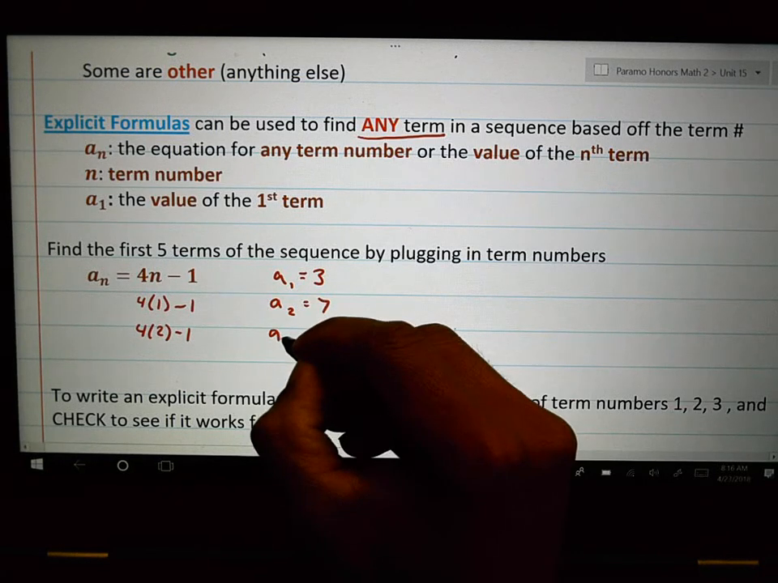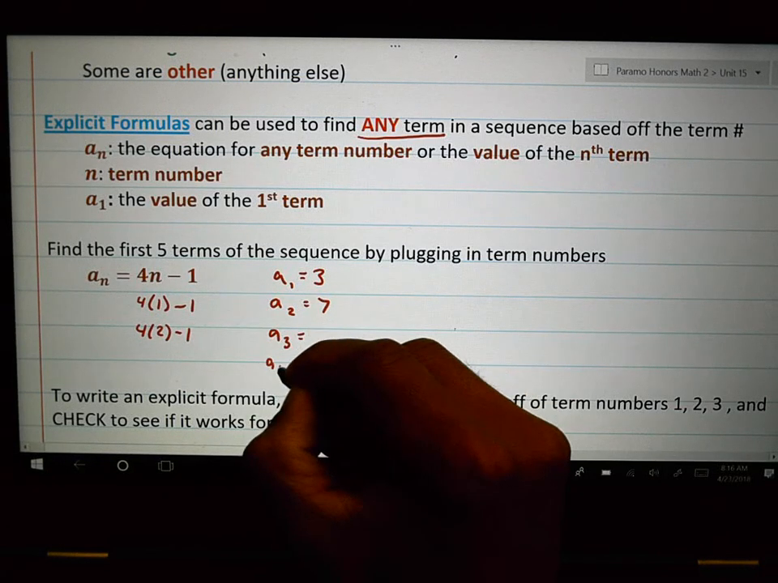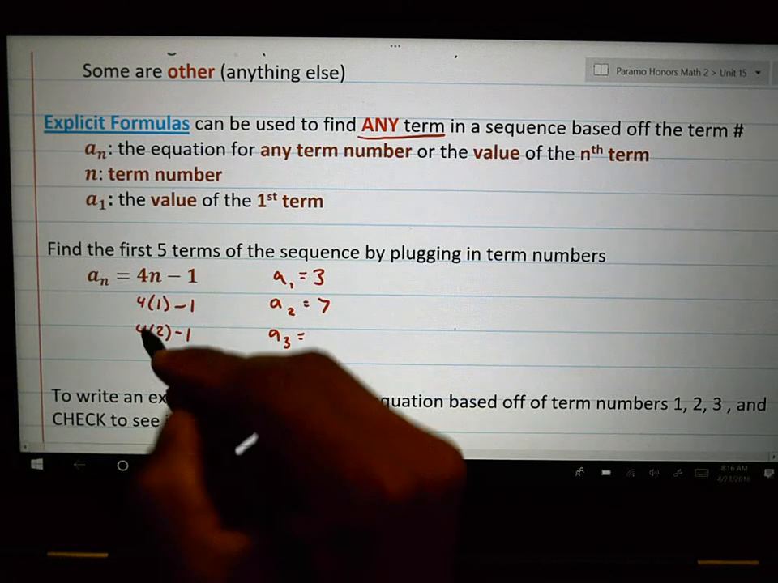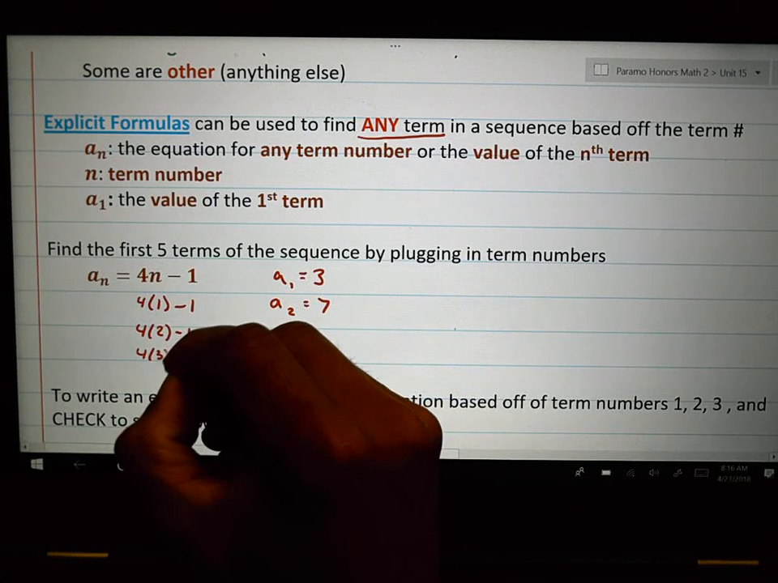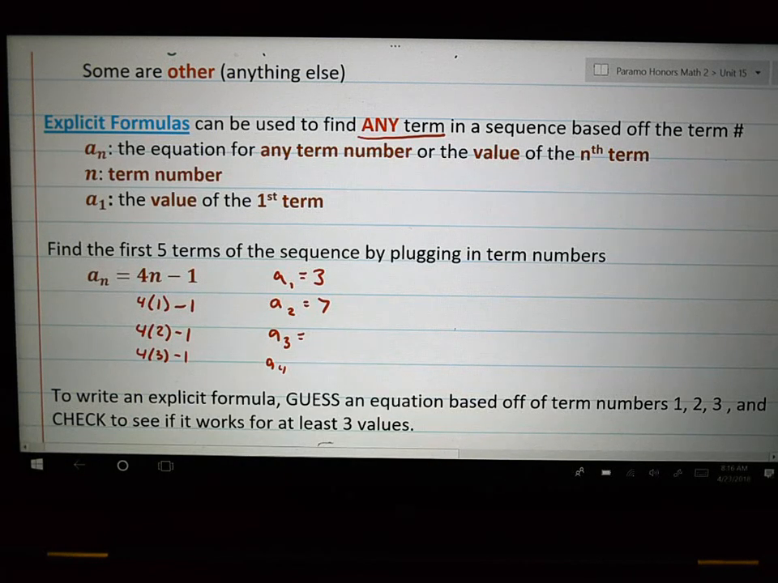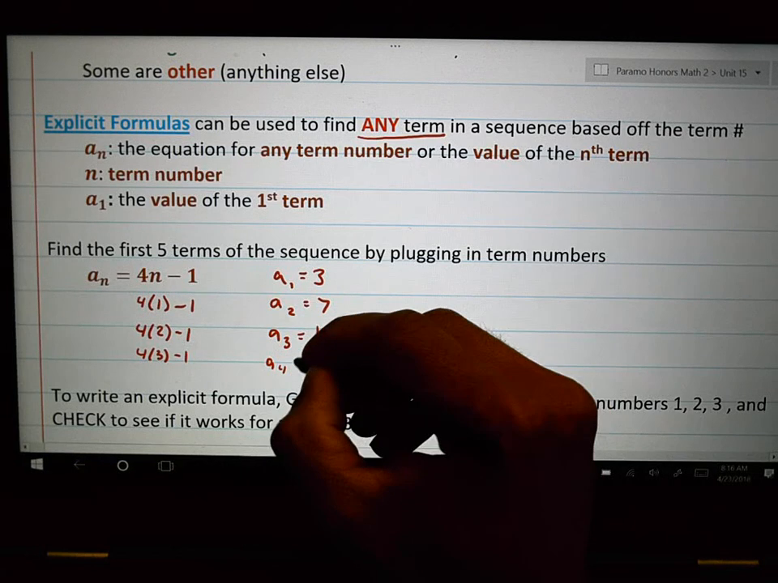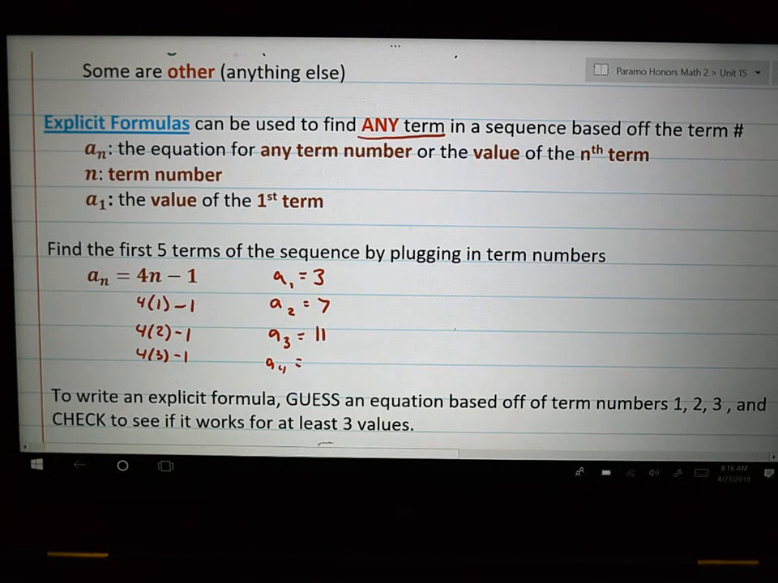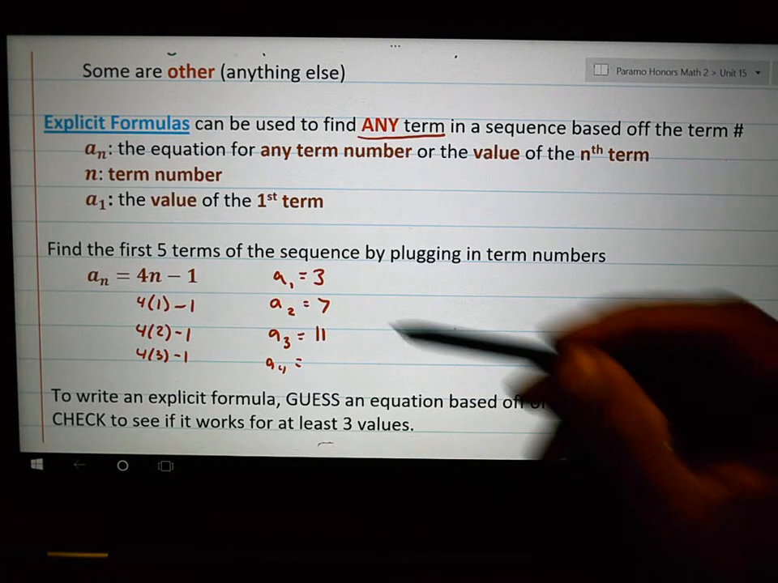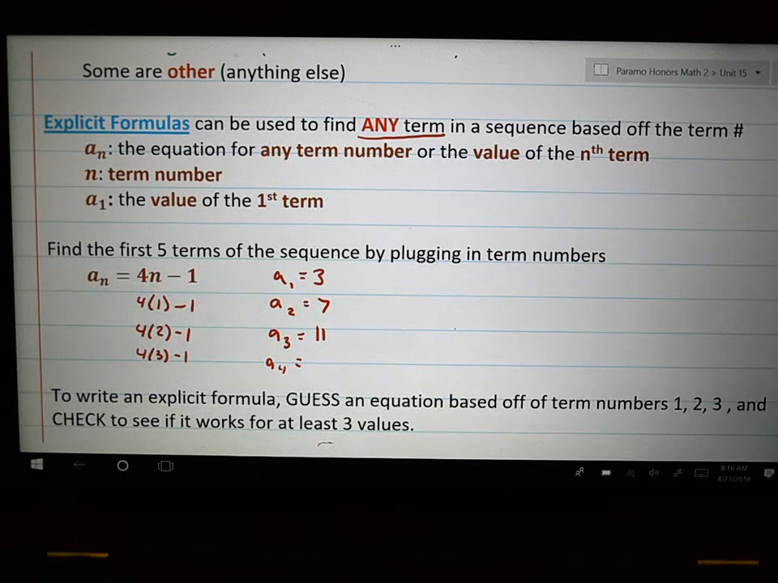If I want to find the third term's value or the fourth term's value, all you do is plug in that number and simplify. And after a while, you can kind of see a pattern that goes with it, because these formulas produce the exact same sequence every single time. 3, then 7, then 11. I could already tell what the next number is without plugging anything in.